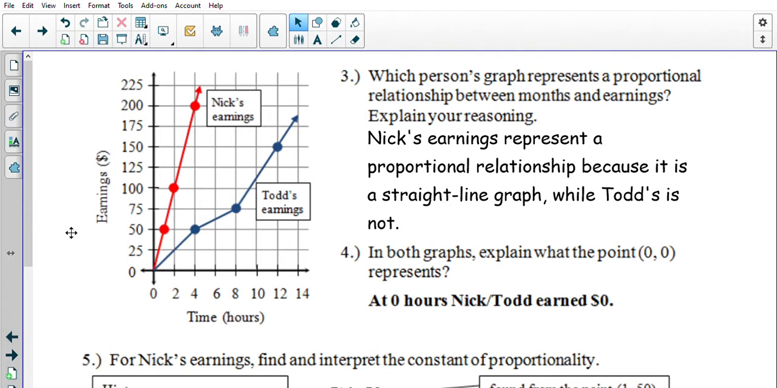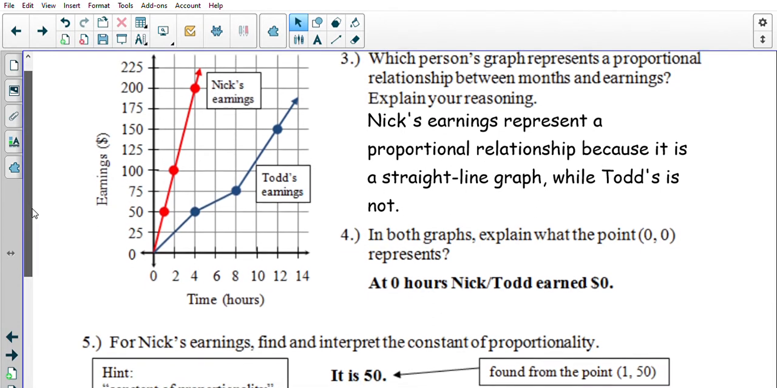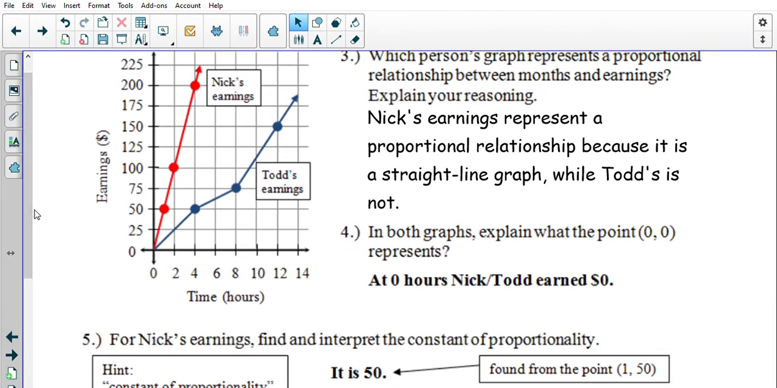Todd's is not. Number 4, it says in both graphs, explain what the point 0, 0 represents. Well, we're looking at a time of 0 hours and earnings of 0. So basically at 0 hours, both Nick and Todd earned $0. So kind of makes sense. If you don't work any hours, you're not going to make any money.